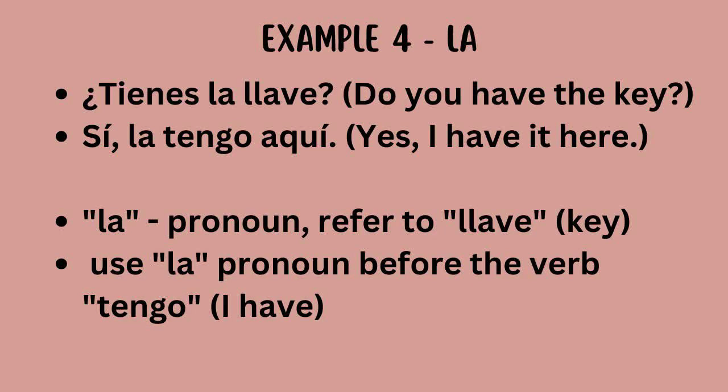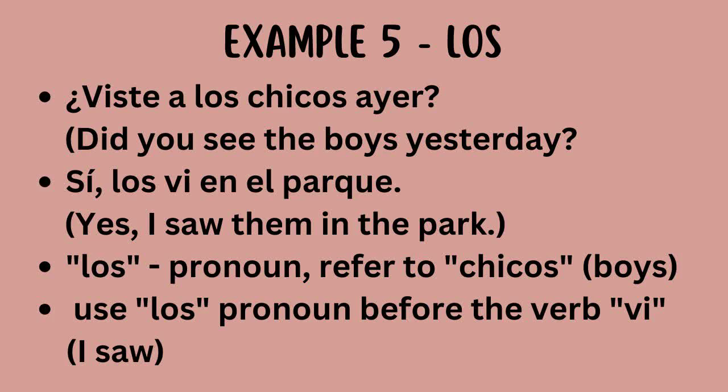¿Tienes la llave? Sí, la tengo aquí. In this example, la is the direct object pronoun that replaces the feminine singular noun llave, key. The speaker answers the question by using the pronoun la before the verb tengo, which means I have. ¿Tienes la llave? Do you have the key? Sí, la tengo aquí. Yes, I have it here.